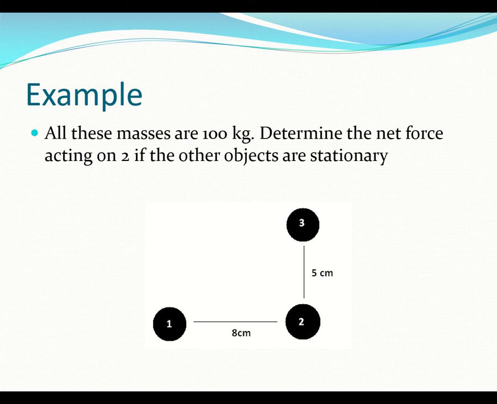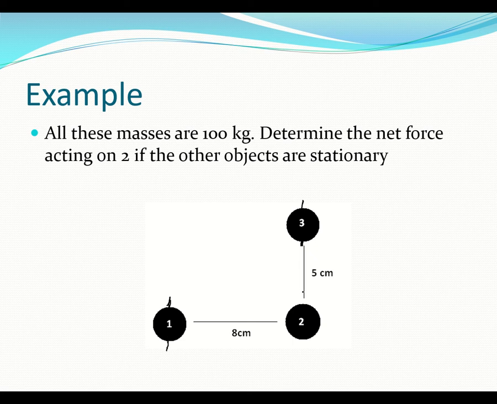Okay, and then the last one is just a 2D question. So all the masses are 100 kilograms. Determine the net force acting on mass 2 if the other two objects are stationary, right? So this one is locked into place, and this one is locked into place.